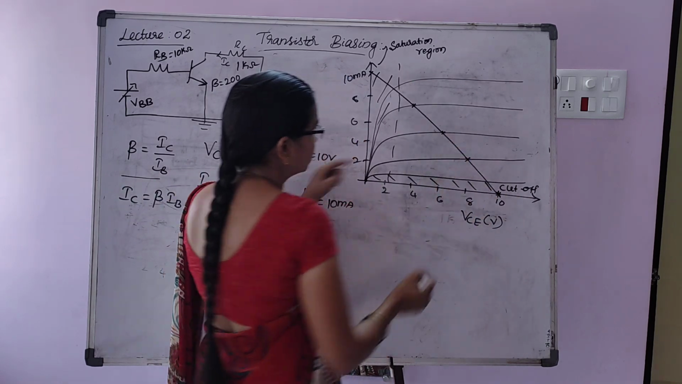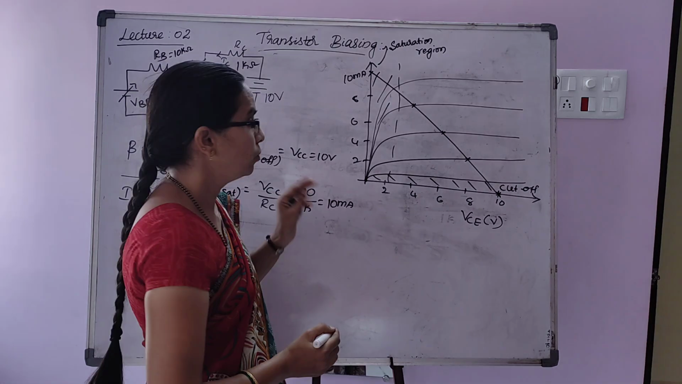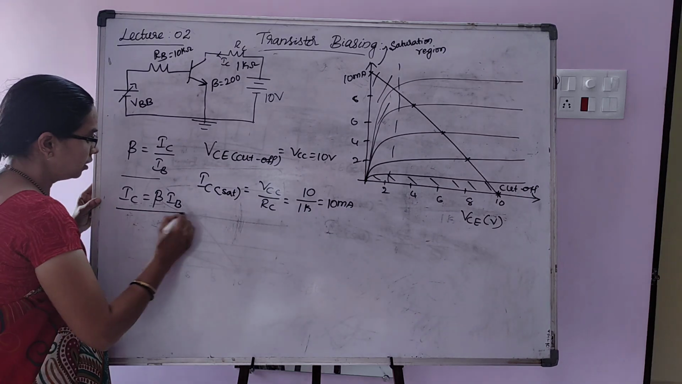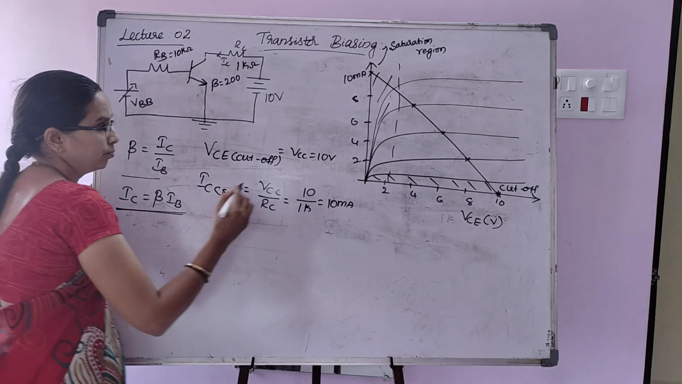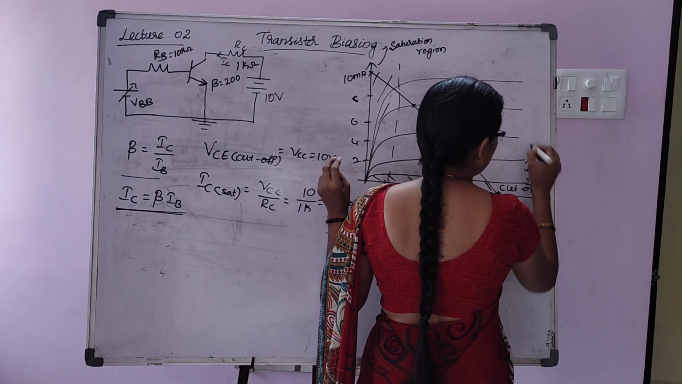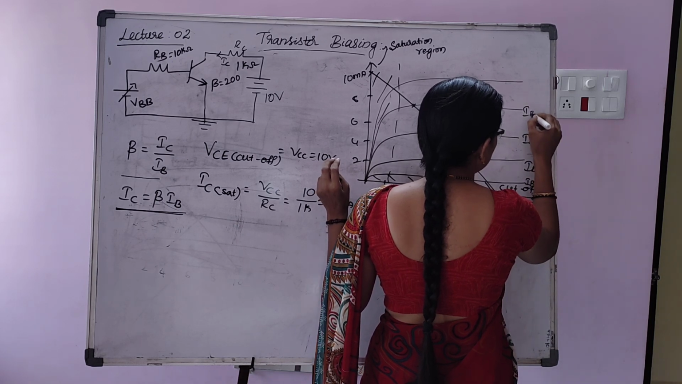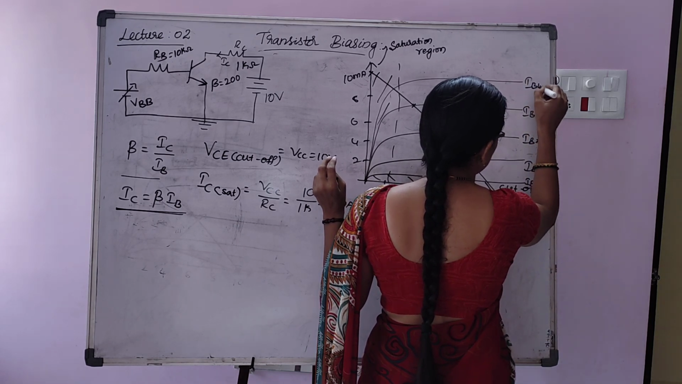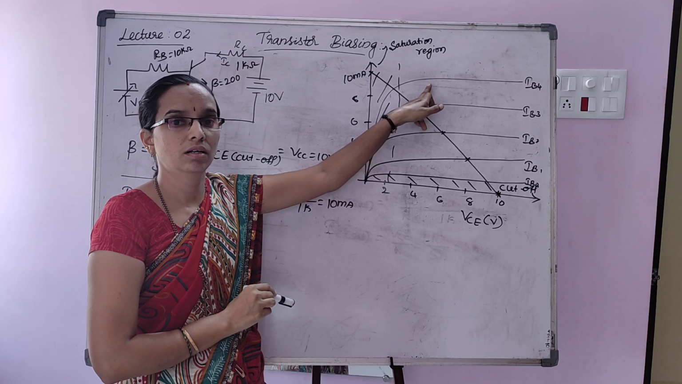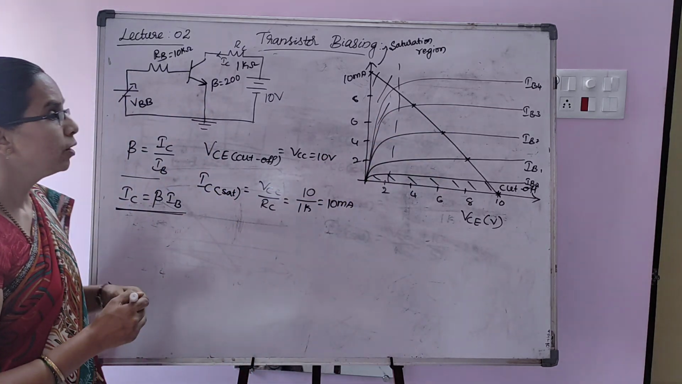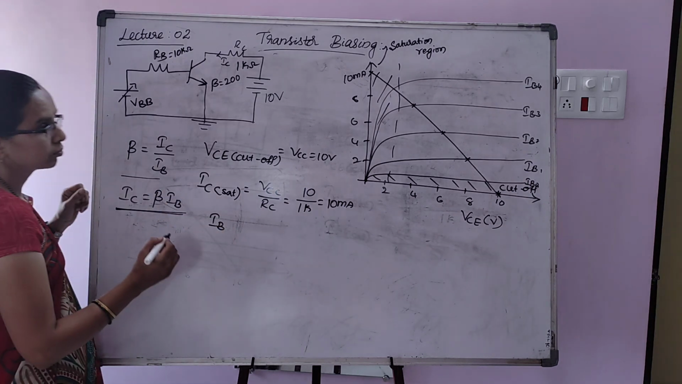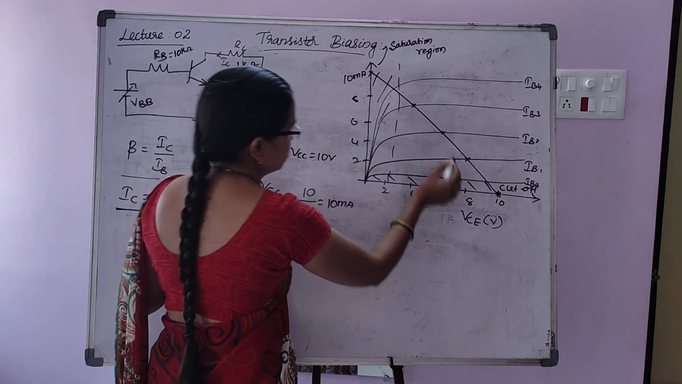So the Q point will be somewhere here. These are the Q points. That is decided by the value of IB. For example, IB0, IB1, IB2, IB3 and IB4. For different IB values, we are getting different curves of output characteristics. So I'll keep IB1, these 3 points.